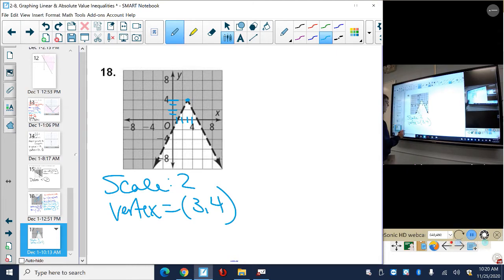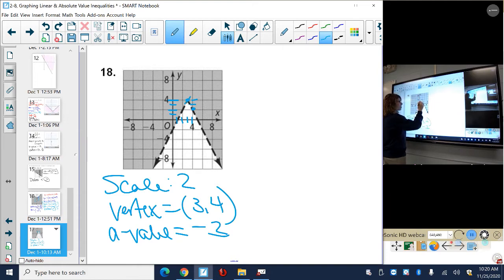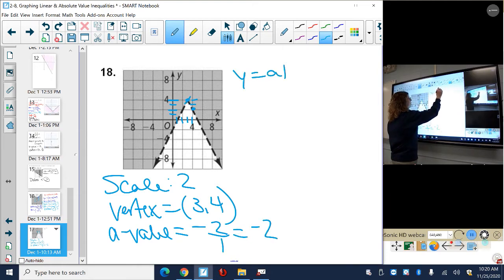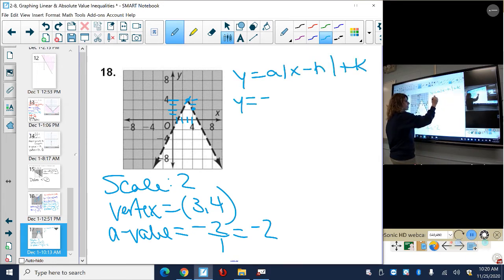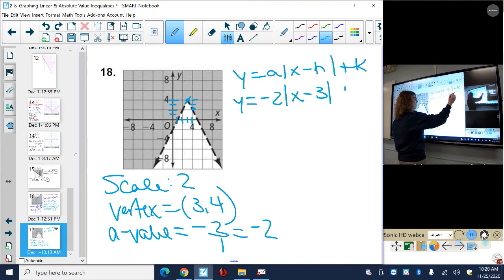So if that's my vertex, I need to go ahead and find my A value. It's opening down, so it's negative. And now I'm going to find a point. Well, from this point, I'm going to go up 1, 2 units. And then I'm going to go to the left 1. So my A value is negative 2. So this is my formula. So y is equal to negative 2 absolute value of x minus 3 plus 4.